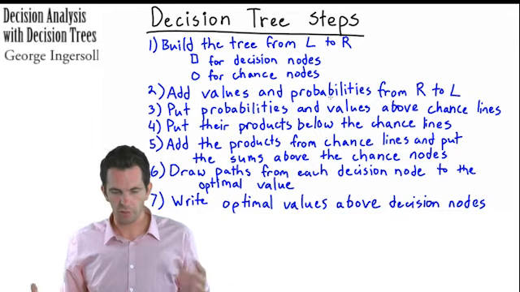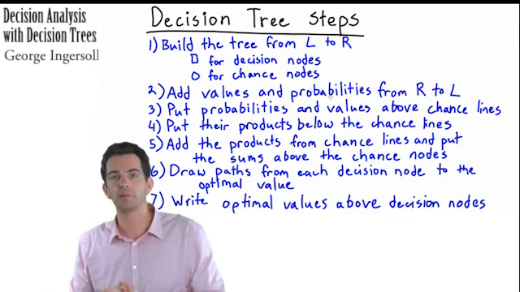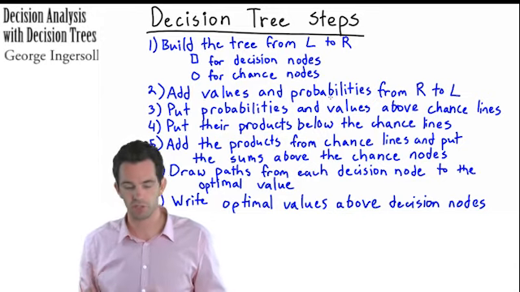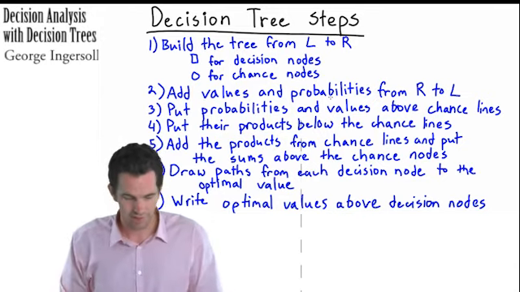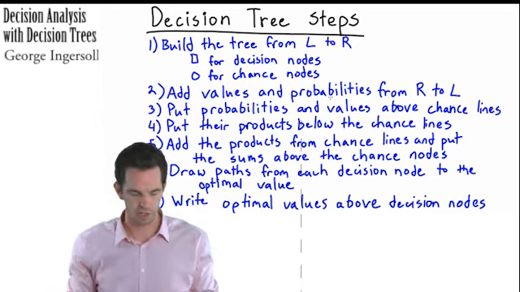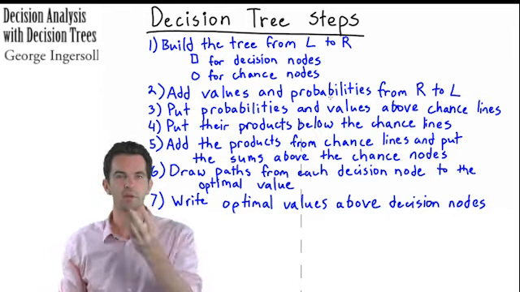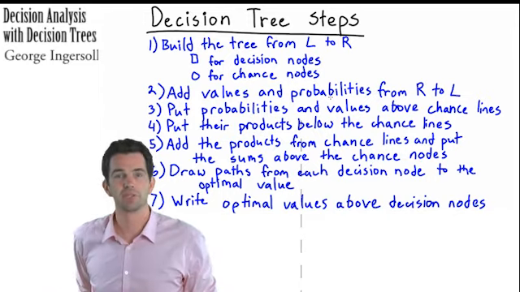And we're also going to draw paths from each of the decision nodes according to the optimal value. If there's a chance node after the decision node, we're going to go towards the highest value chance from our decision node, and then we're going to take whatever optimal value we had there and put it above our decision node.